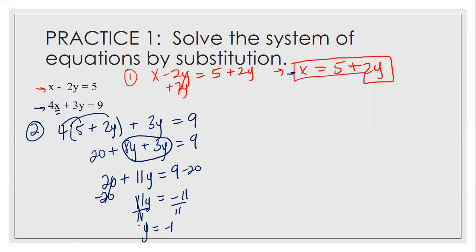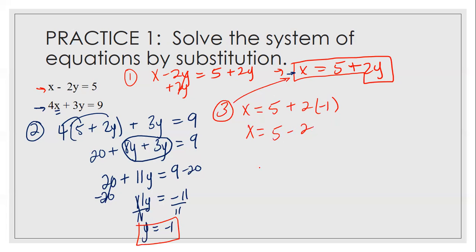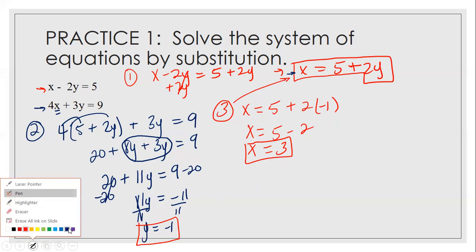Okay. So now we're going to take this y equals negative 1 and substitute it back into the first step. So we know that x equals 5 plus 2, but instead of y, what do we have? Negative 1. So we have x equals 5 minus 2. And what is 5 minus 2? 3. So we have x equals 3. So we have our x, we have our y.